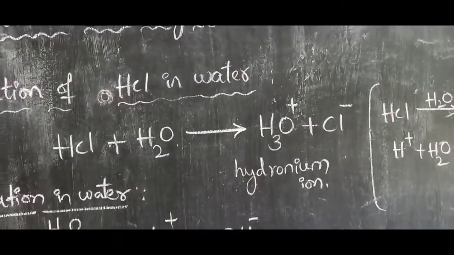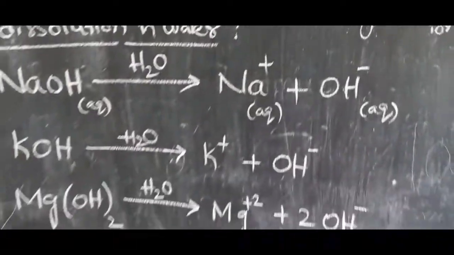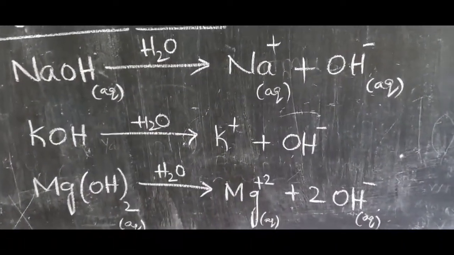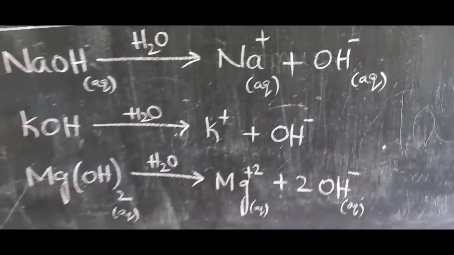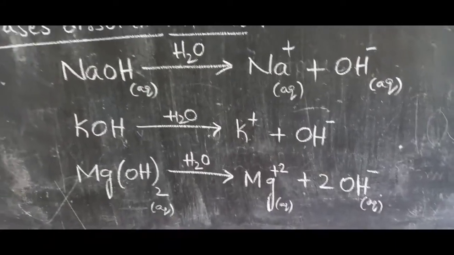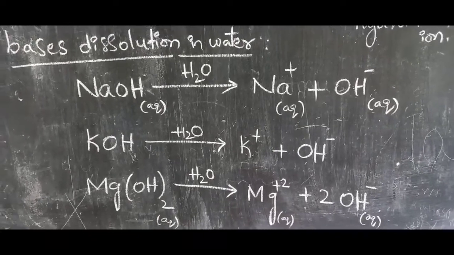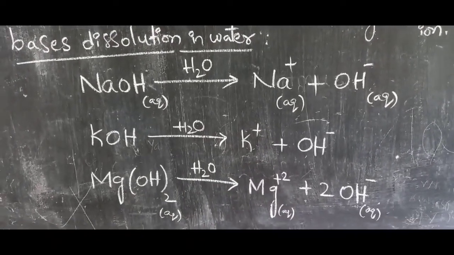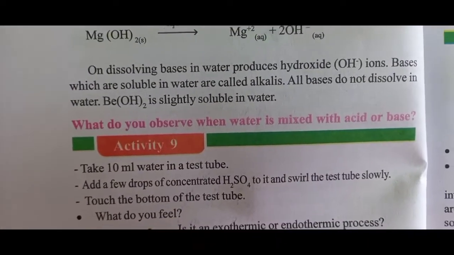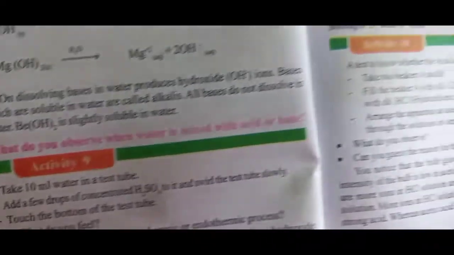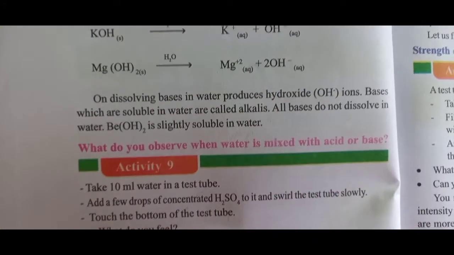Acids produce H plus ions or H3O plus ions in water. Bases produce hydroxyl ions in water. OH minus ions are called hydroxyl ions. So you need to remember this one. And the bases which can easily dissolve in water are called alkalis. On dissolving, bases in water produce hydroxide ions. Bases which are soluble in water are called alkalis.